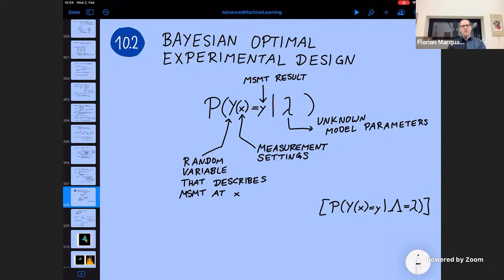And once we have this conditional probability, it's pretty clear that the best way to update our information about these unknown model parameters is by using Bayes. And so this is what we will actually do.